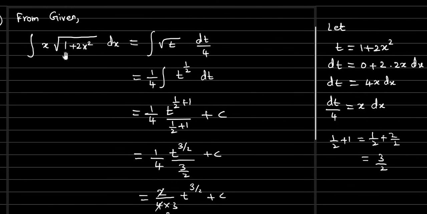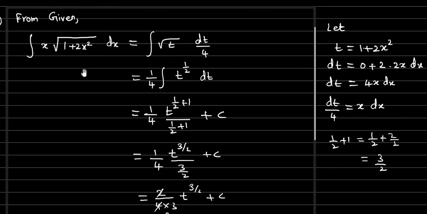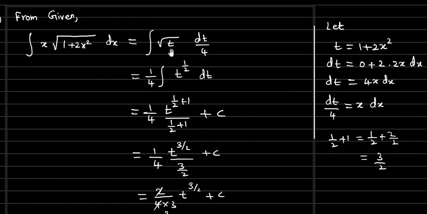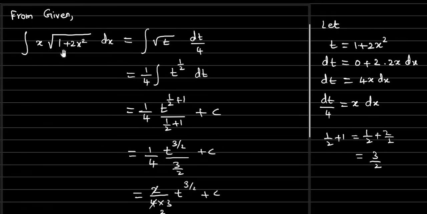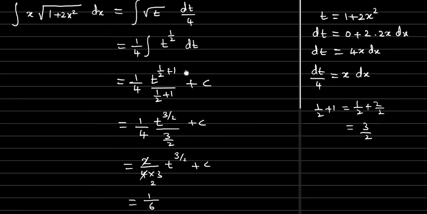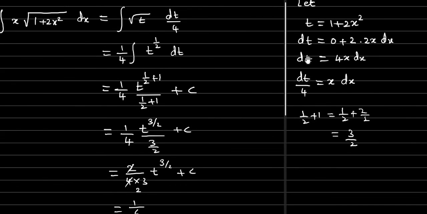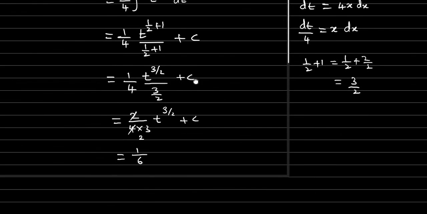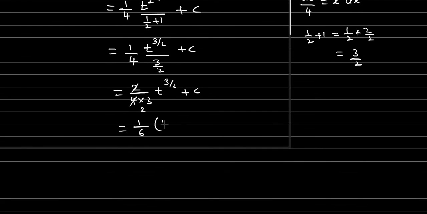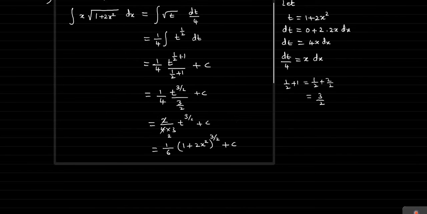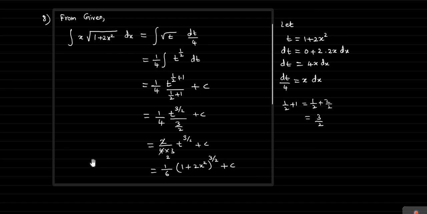See, for our convenience, to bring it into the standard form, we changed in terms of t. But basically the given question is in terms of x only. So what is t? 1 plus 2x square. So in place of t, we need to replace 1 plus 2x square. 1 plus 2x square power 3 by 2 plus c. That's all for our 8th sum. Okay, next we can move on to the 9th sum.